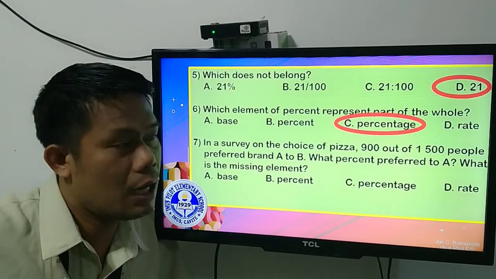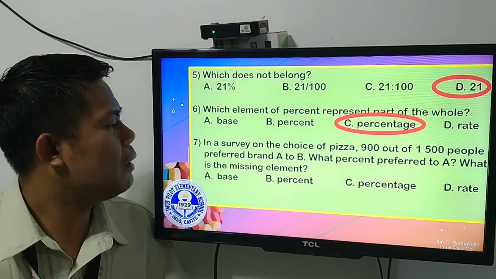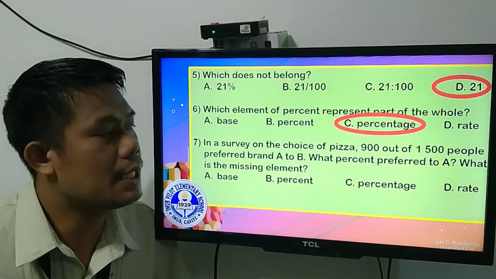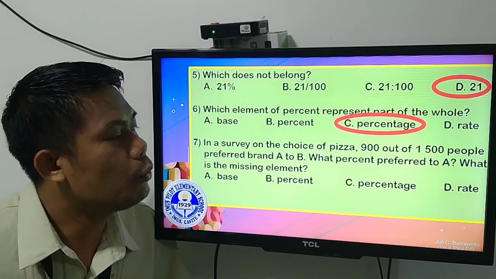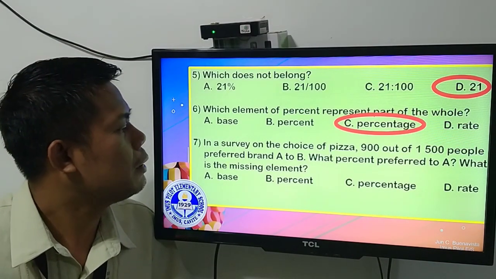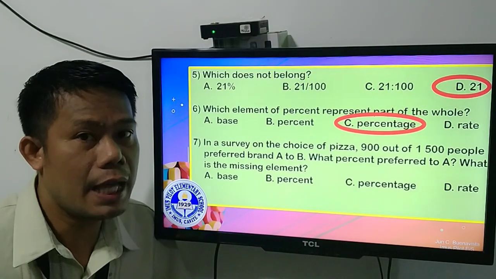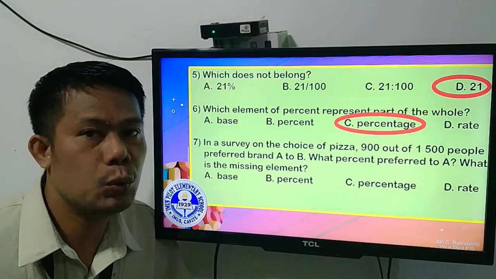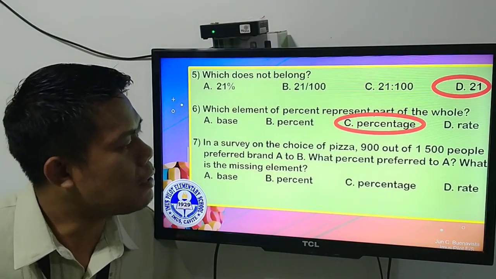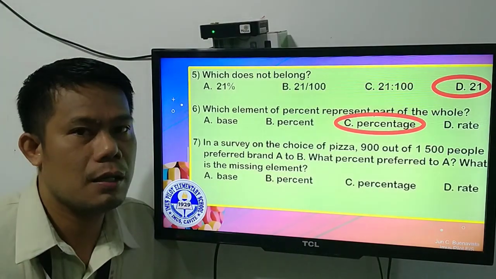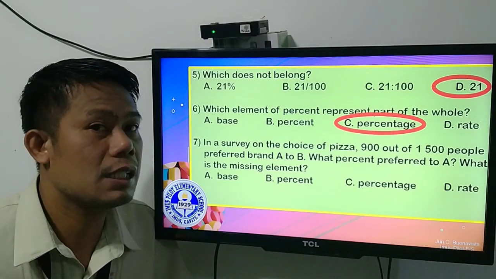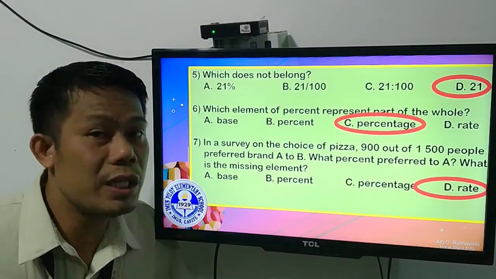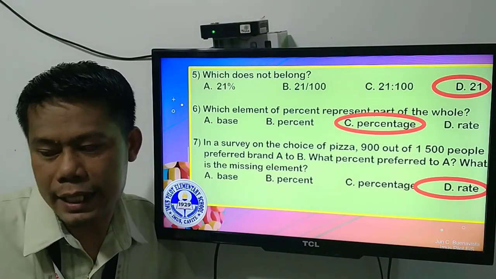It comes from the whole. Then number 7, in a survey on the choice of pizza, 900 out of 1,500 people preferred brand A over brand B. What percent preferred A? So what is the missing element? The missing element is rate, because we do not have the number with a percent sign.